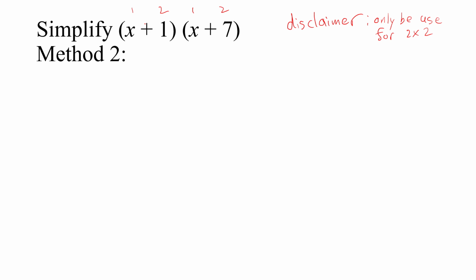What do I mean by 2 times 2? There's 1 term, 2 terms, 1 term, 2 terms, 2 times 2. If let's say I have x plus 1 times something with 3 terms, like x plus 1 plus y, that is 3 times 2, then I cannot use this method anymore. This method is only applicable to a 2 times 2 quadratic expansion. But for all intents and purposes, it is quite sufficient for your O-level or N-level syllabus.